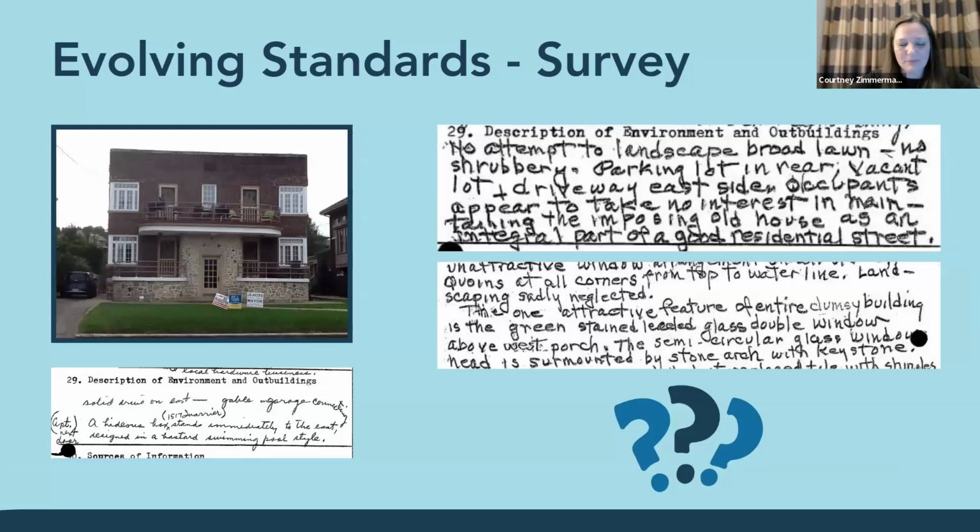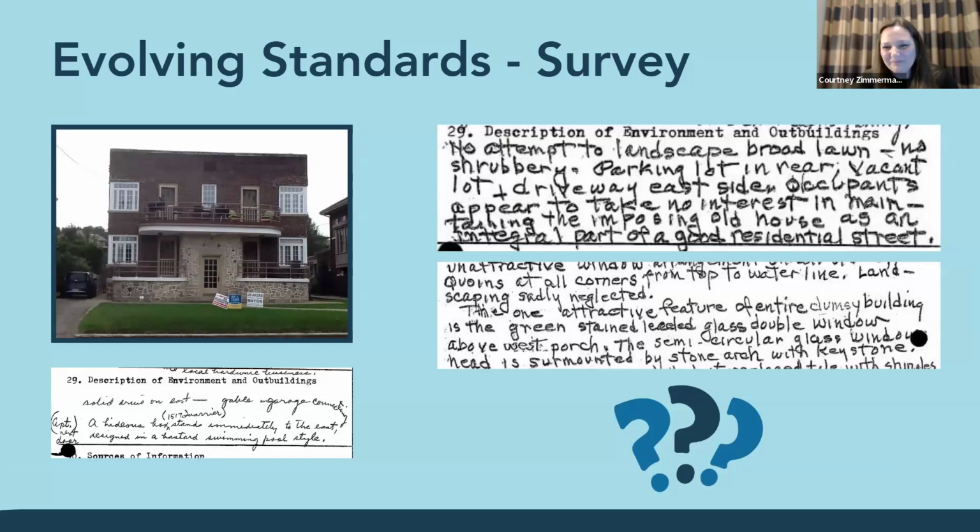Here are some just wonderful tidbits from surveys of the past. So this description of this building says, "a hideous box stands immediately to the east, designed in a bastard swimming pool style." I love this. But this is not really a common architectural style term that we use. It was kind of a one-off. So even though this delights us, we probably need to update this kind of thing.